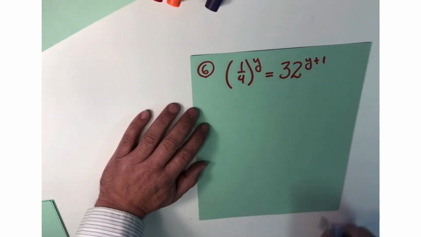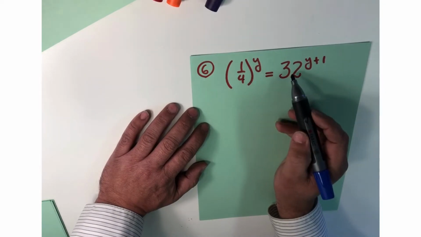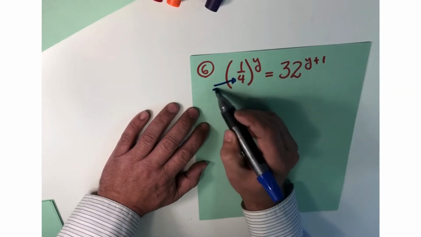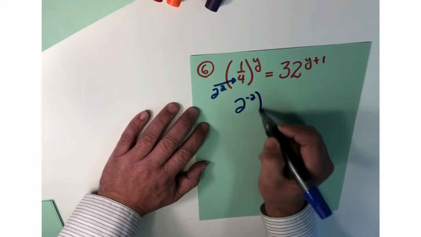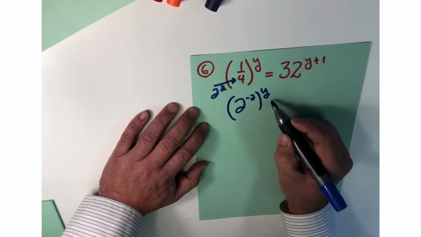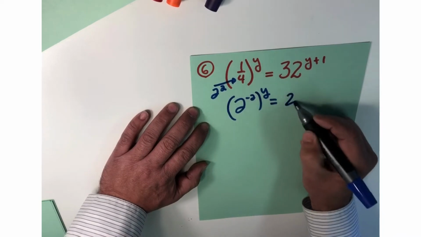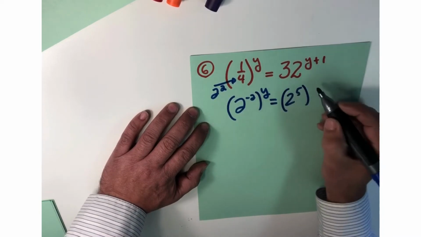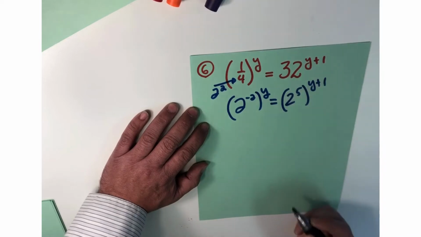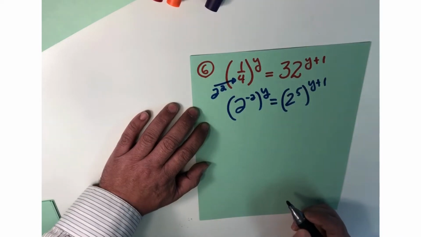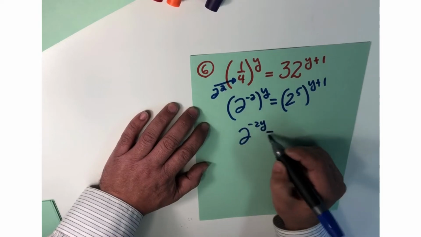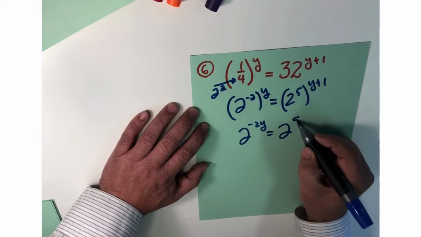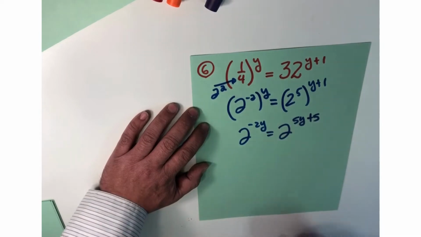Number 6. I need a common base between 4 and 32. Yet again, this is 2 squared, but when I move it up, this is 2 to the negative 2 to the y power. This is 2 to the 5th, 32 is to the y plus 1. When I use the power rule on both sides, I will end up with 2 to the negative 2y is equal to 2 to the 5y plus 5.